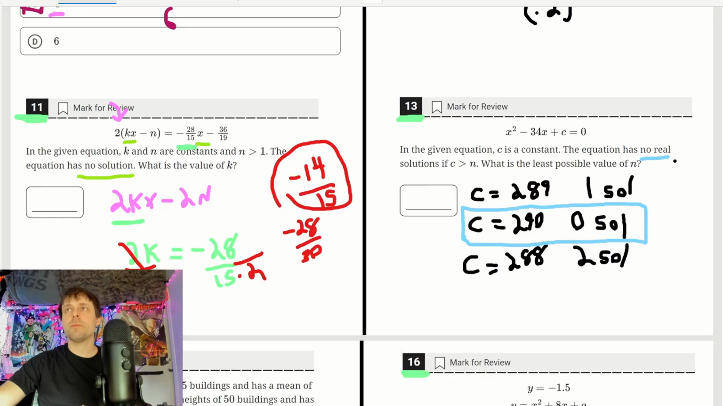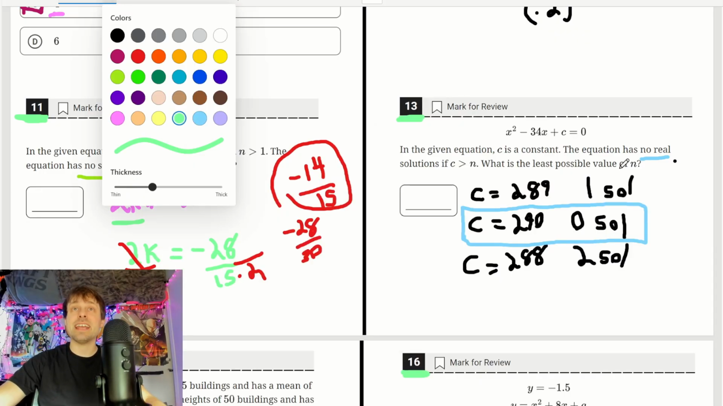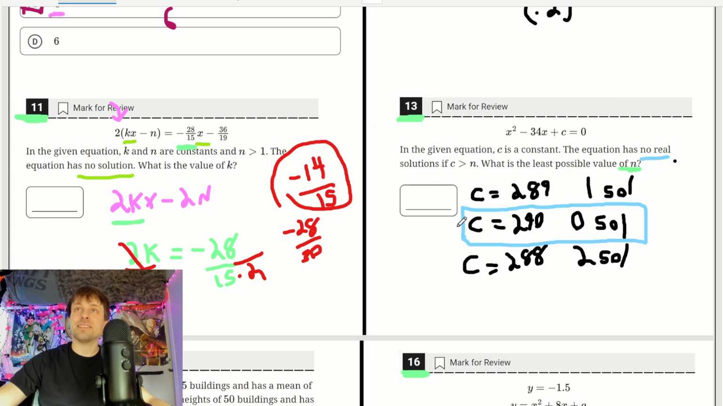Do we want the smallest c? So they say, what is the least possible? So they want to minimize n. And again, if n is less than c, the smaller c is, the better. So this is where it gets a little weird. If I say c is equal to 290, you might say, well, n can just be less than c, so I can make n 1. I can make it 0.